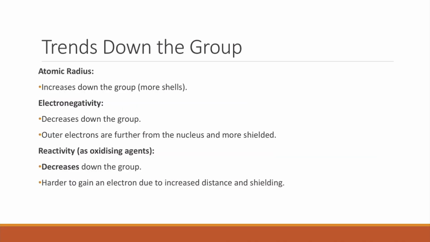The trend down the group: first of all, the atomic radius always increases down any group because of the increase in the number of shells. Electronegativity will decrease down the group, and this is because the outer shell electrons are further away from the nucleus because of the increase in the atomic radius, and they become more shielded. So they will attract or pull the electrons in a covalent bond less than the ones at the top.